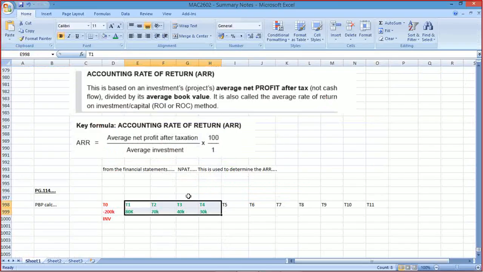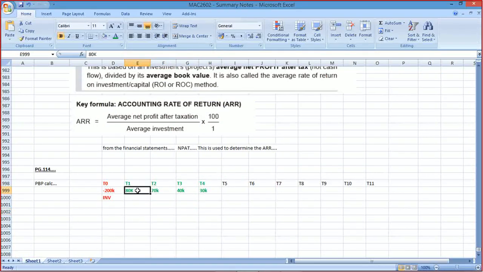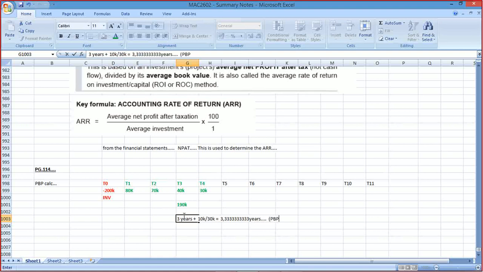Yes, sir. Okay, so let's check. When do we pay back? 80 plus 70 is 150. 150 plus 40 is 190, right? So 190,000 there. You still don't have enough. So it'll be 3 years plus how much do I want in the last year? I want 10,000 over 30,000. So 3.333333 years payback period. Do you agree? Yes, sir. That's when you pay back the initial investment.